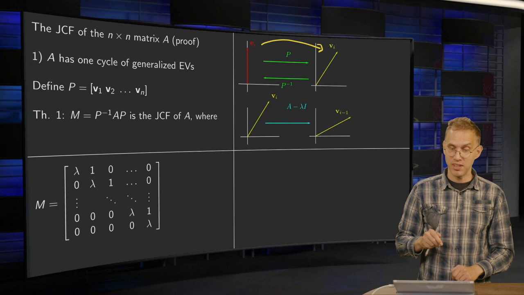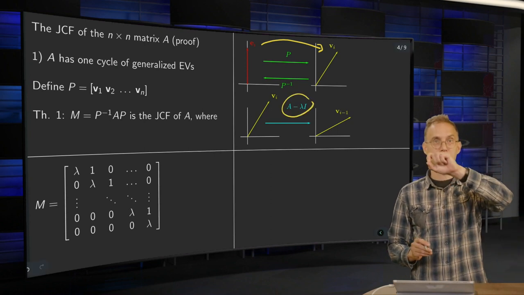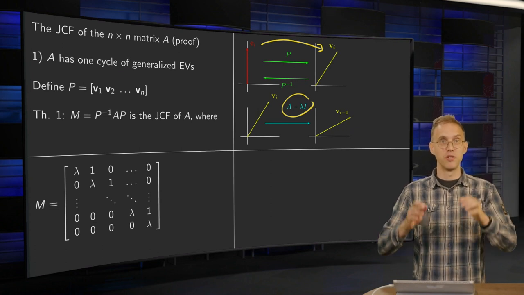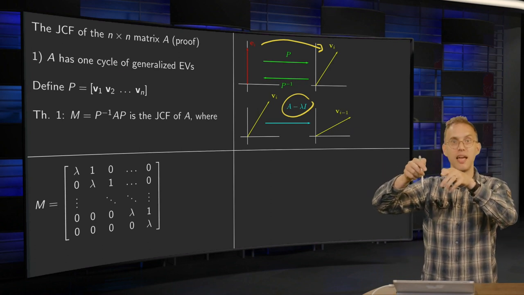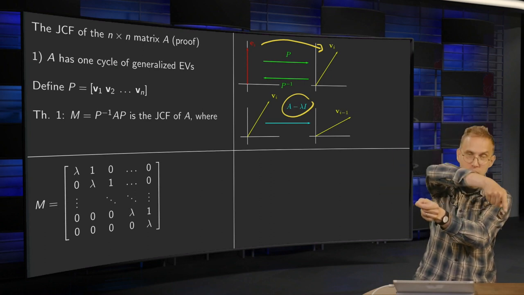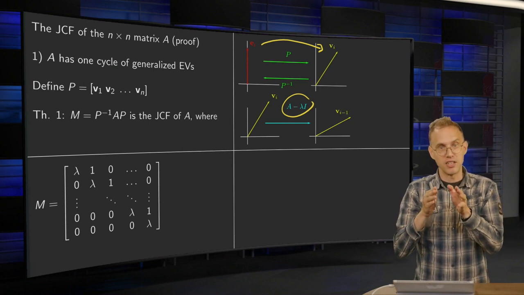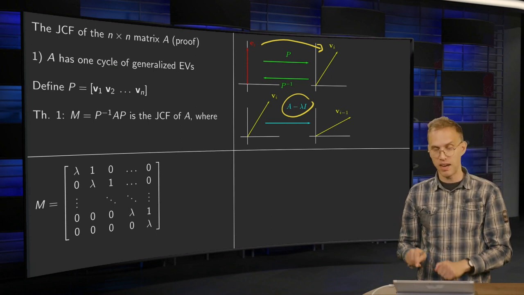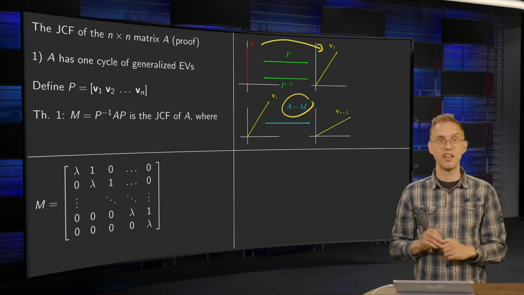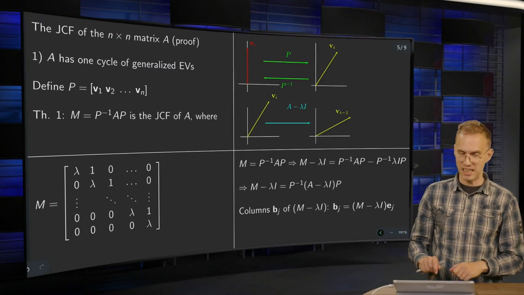A second thing we need is that A minus lambda I helps us go down in our cycle. Starting with the last one, Vn, A minus lambda I maps Vn to Vn minus 1 and then Vn minus 1 to Vn minus 2 and so on and so forth. So the mapping A minus lambda I maps Vi to Vi minus 1. These are the two ingredients that we need, and then we are basically done. Well, that's fast, right?